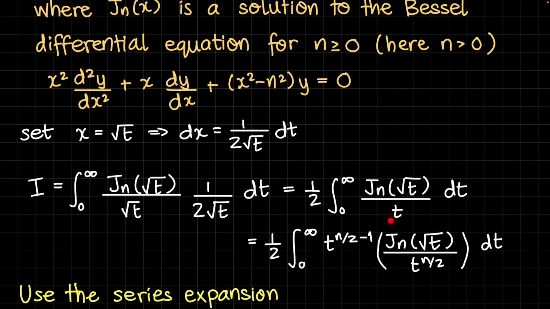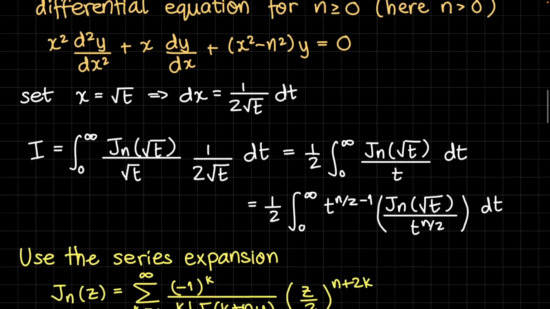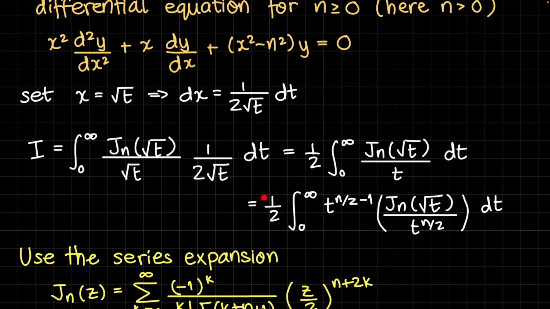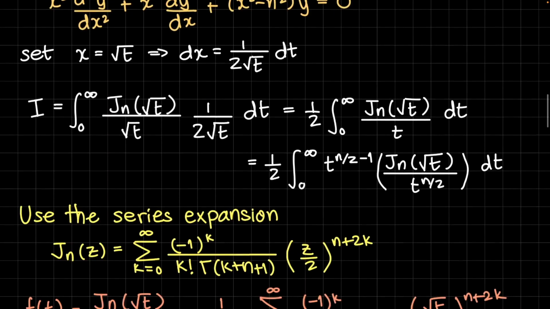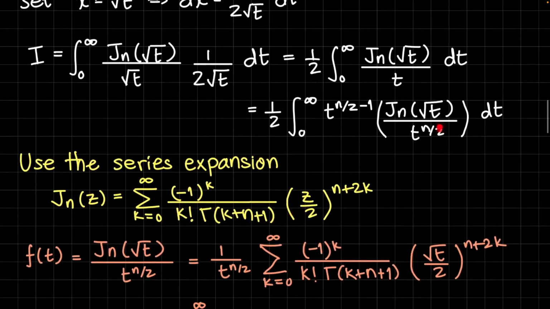Now, for convenience in the later part of the video, let me multiply and divide by t to the n over 2 power. So I do that. I get 1/2 integral 0 to infinity t to the n over 2 minus 1, because we had a t in the denominator, times J_n(square root t) over t to the n over 2 dt. You can check that when you divide this factor up front by the denominator, you actually end up with a t in the denominator. So we haven't really violated the equality in any way. Reasons for doing this will actually become clear later.